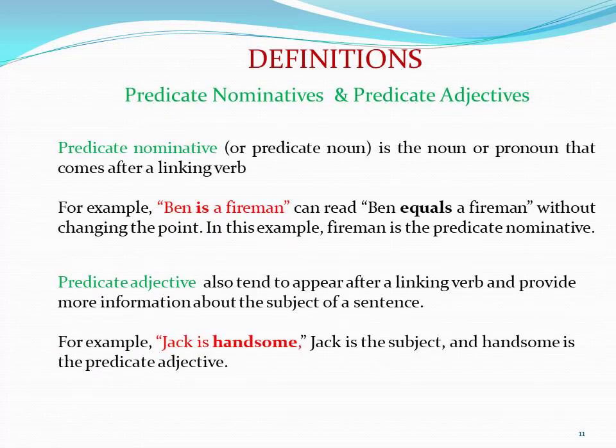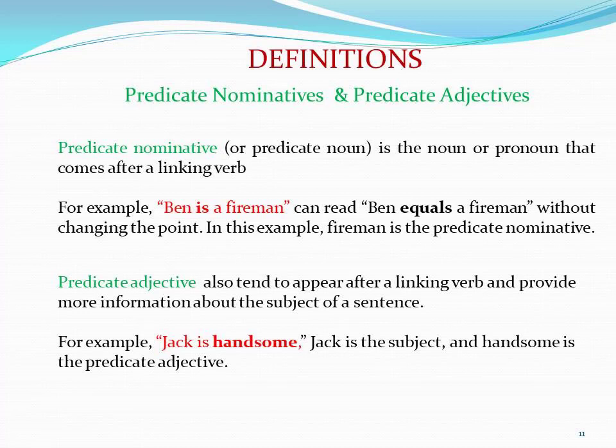Let us see the definitions for predicate nominatives and predicate adjectives. A predicate nominative is the noun or pronoun that comes after a linking verb. What is a linking verb? It is nothing but the be verbs, for example, is, am, are, was, were, etc. See the example: Ben is a fireman. We can read it as Ben equals fireman without changing the point. In this example, fireman is the predicate nominative and it refers to the noun Ben only. So it is said to be the predicate nominative.